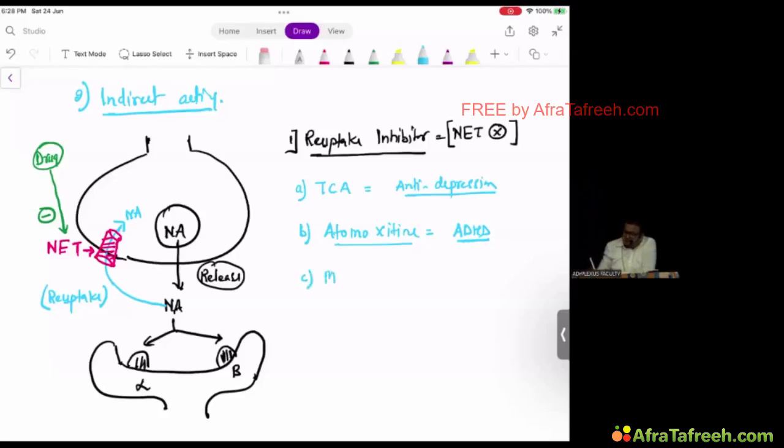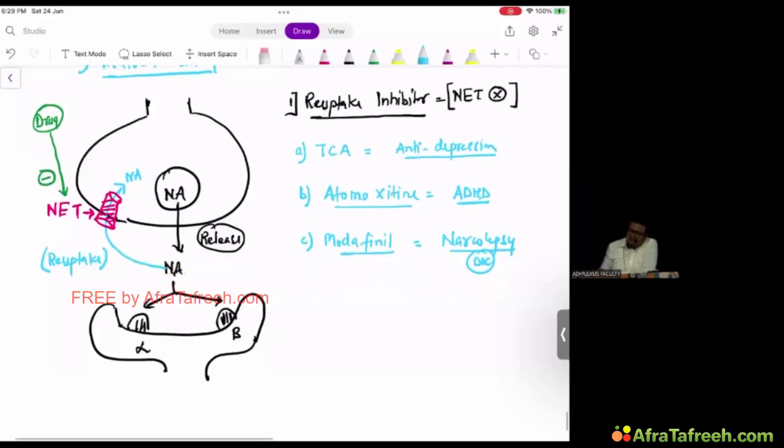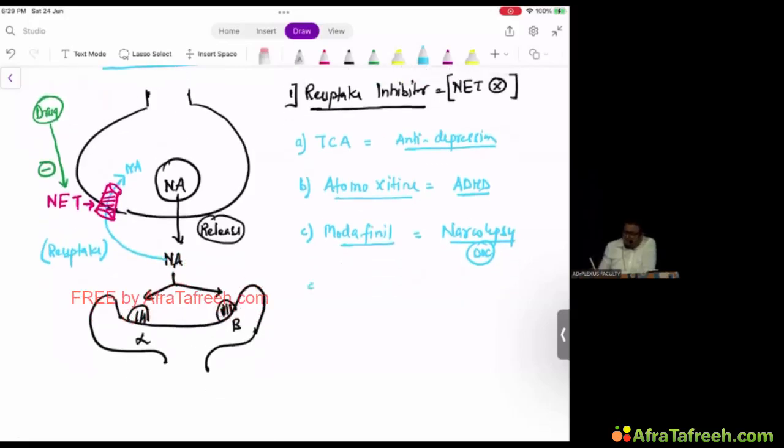Third is a drug called modafinil. Again a reuptake inhibitor, used for narcolepsy. Narcolepsy is excessive sedation. It is the drug of choice. We'll discuss narcolepsy in detail. So modafinil will come back.